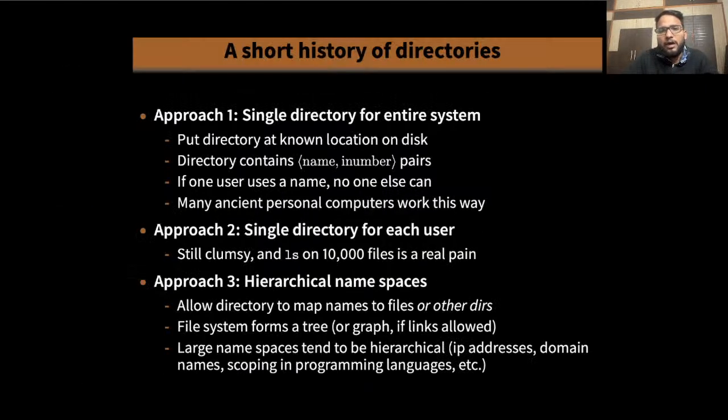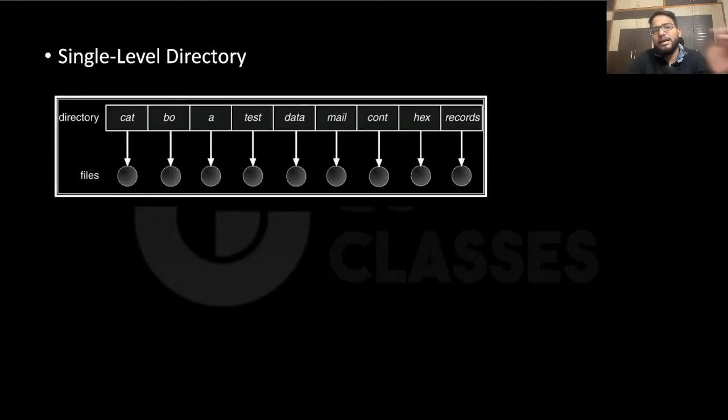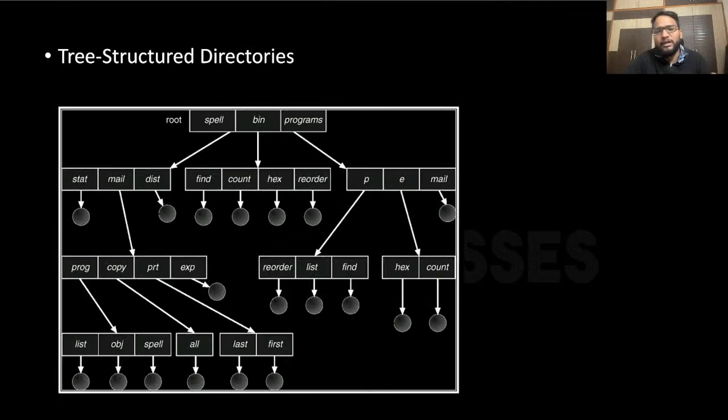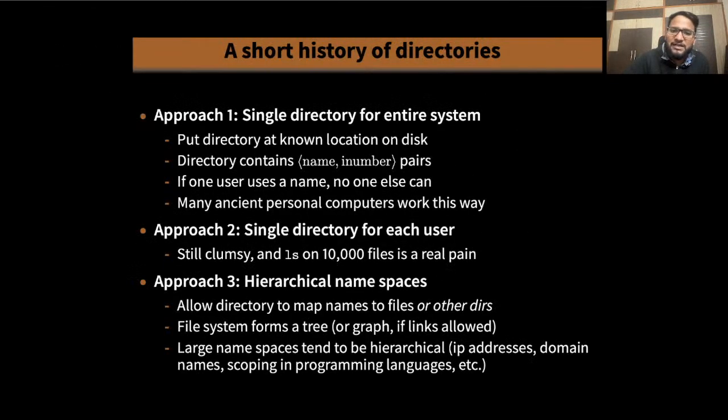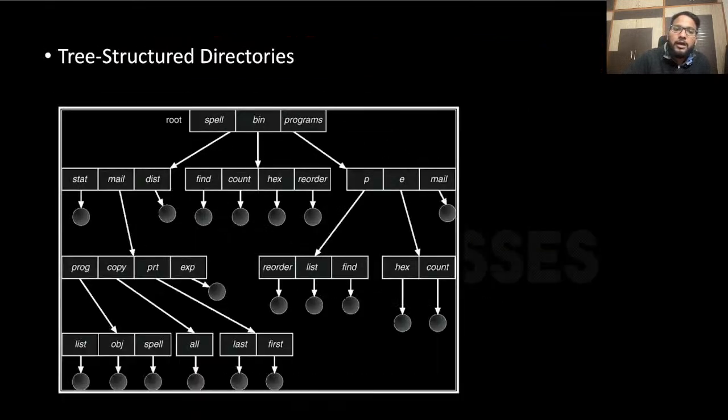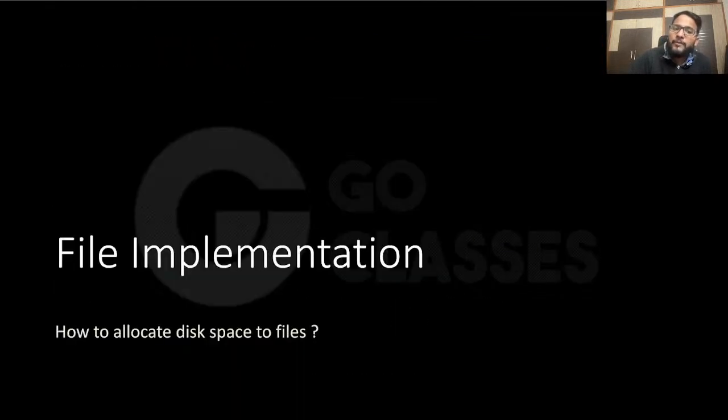Now a short history of the directories. Maybe you can have a single level directory, a two level, or a tree structure. I'm not going into all of this. It's very easy. I will put it in the slide, you can just read it. Now let's go to the file implementation, which means how to allocate disk space to the file, how to store the file in the disk. That's our agenda.